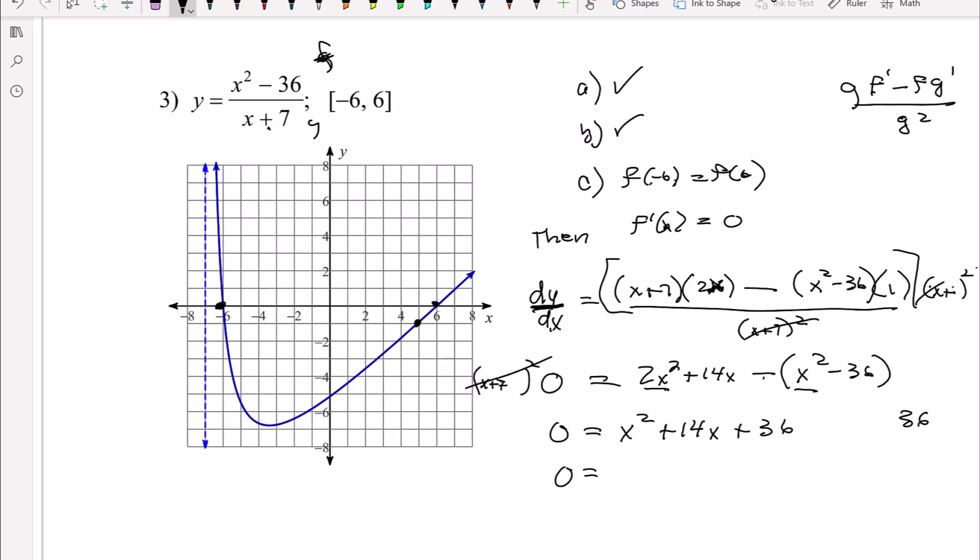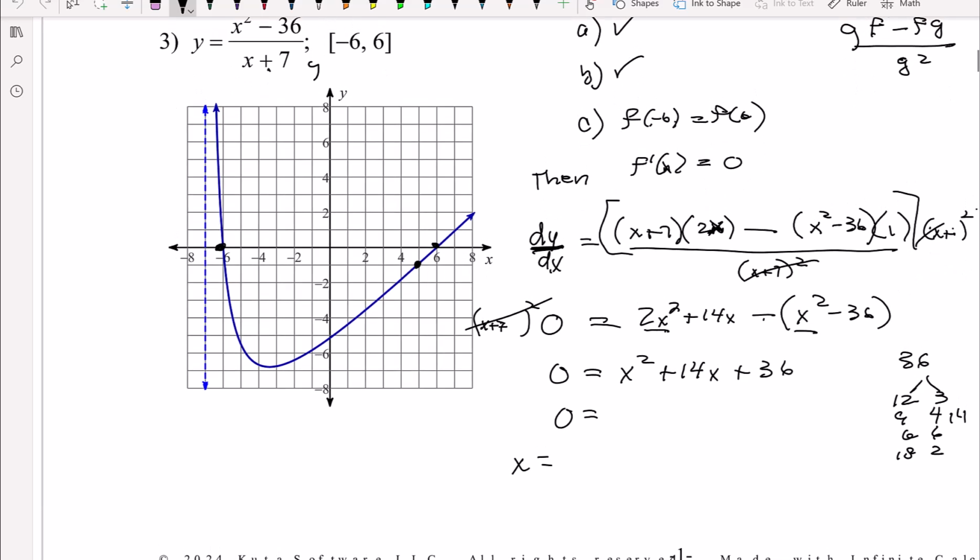And then, factors of 36 that add up to 14. If that is not the case, then we have to do the quadratic formula, and I probably won't take the time to do that. So let's see, there's 12 and 3, no. 9 and 4, no. 6 and 6, 18 and 2. All right, so this one, you would just plug it into the quadratic. Now, you'd have to be really careful when you plug this in.